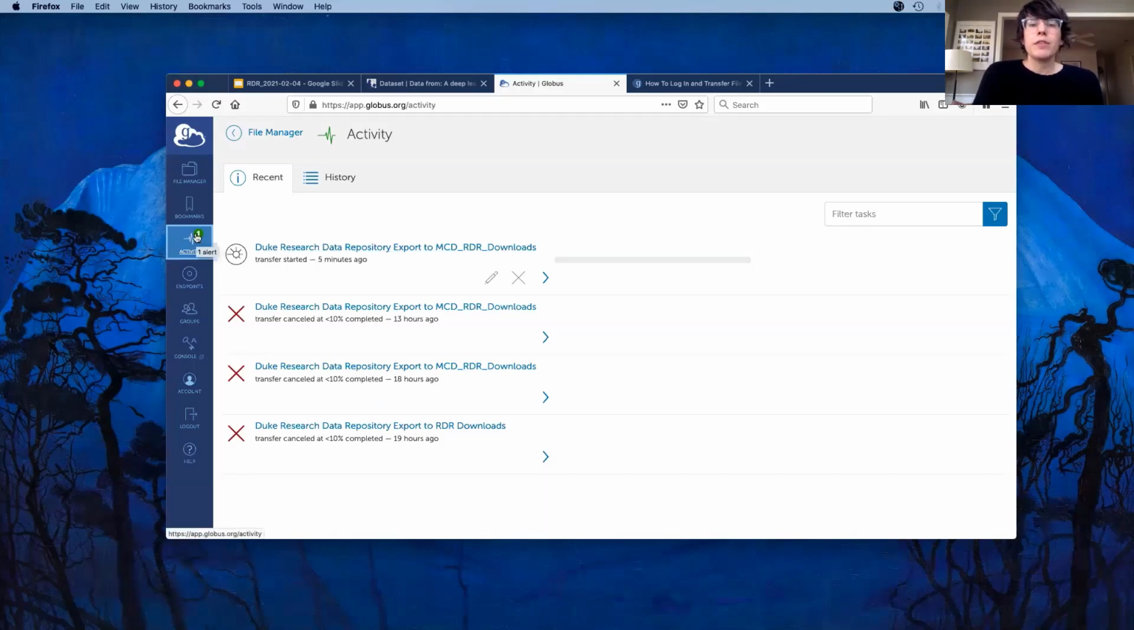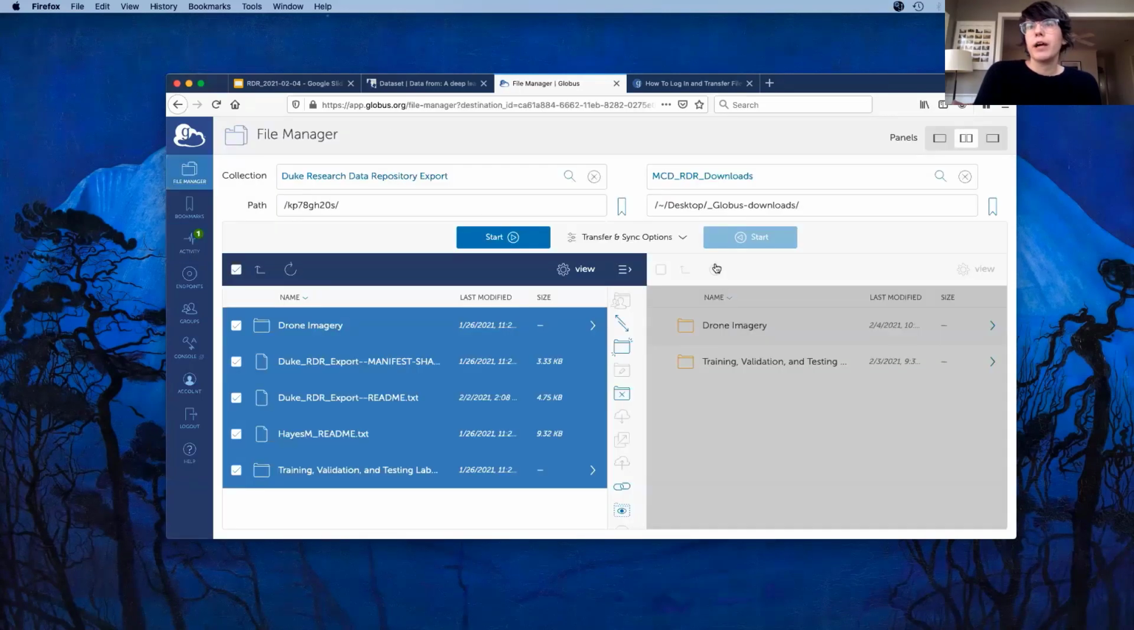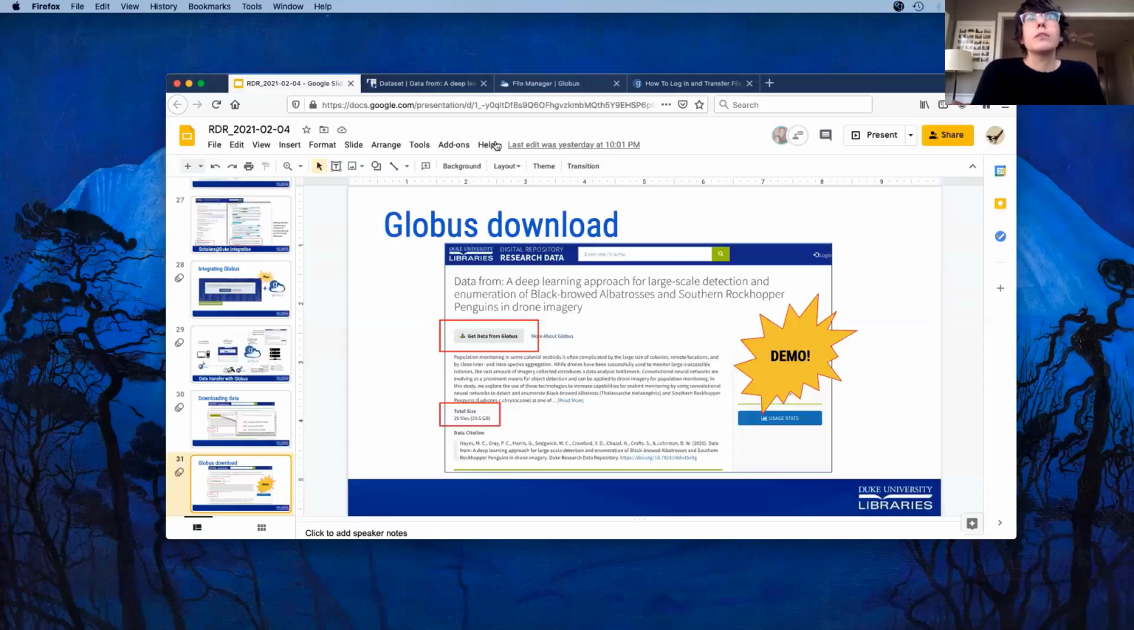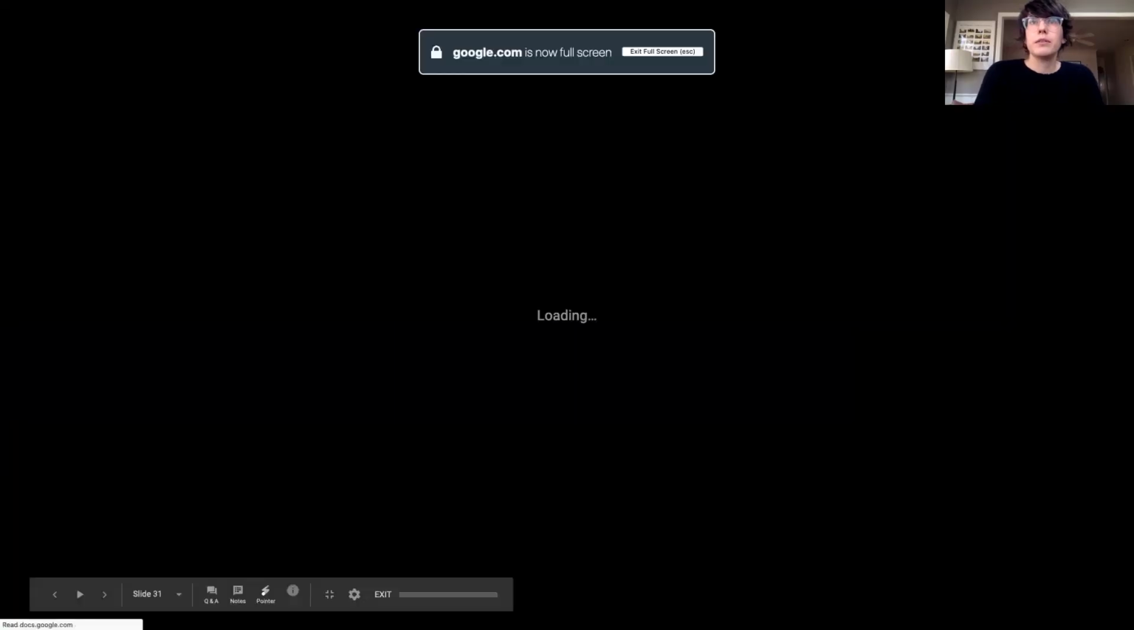If there's an error that occurs with your transfer, you'll get a notification through this window, and you'll also get an email as well. And then if you go back to the file manager and click refresh on the destination pane, you'll start to see the files and folders appear as they're being transferred. So let's go back to the slides.